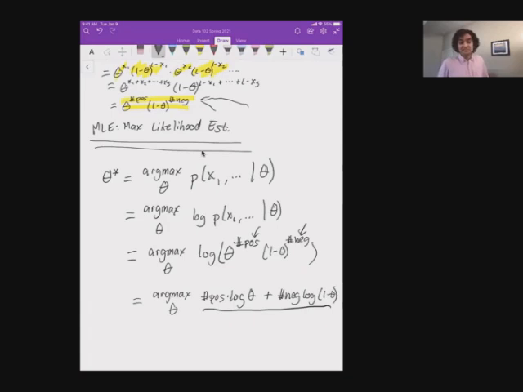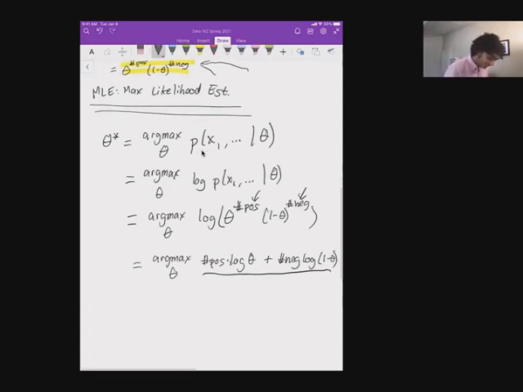The simplest way is to take the derivative and set it equal to 0. And that's exactly what we're going to do. So we're going to take the derivative. When we take the derivative of the number of positives times log theta, we get the number of positives divided by theta, since the derivative of log theta is 1 over theta. We set that equal to 0.